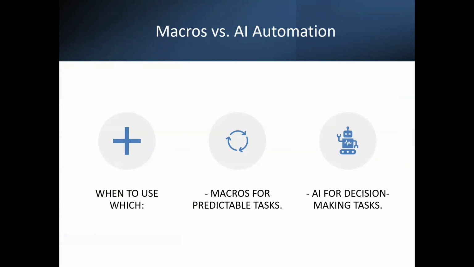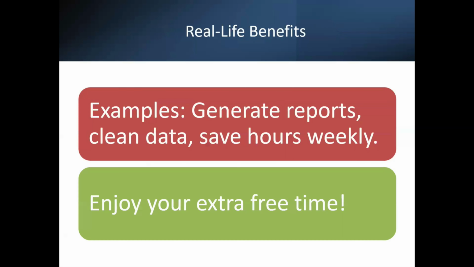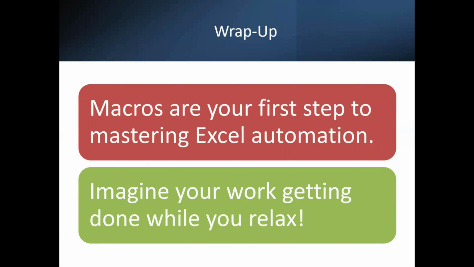When to use which? Macros for predictable tasks, AI for decision-making tasks. Examples: generate reports, clean data, save hours weekly. Enjoy your extra free time. Macros are your first step to mastering Excel automation. Imagine your work getting done while you relax.